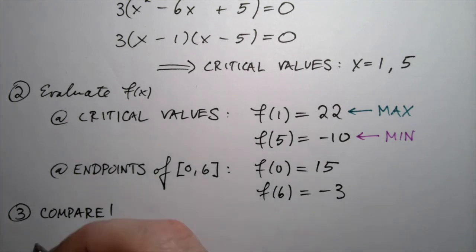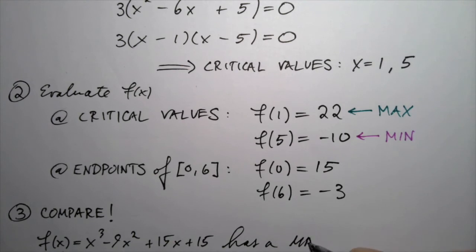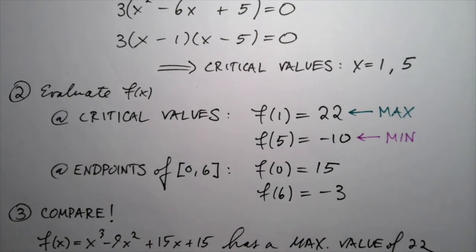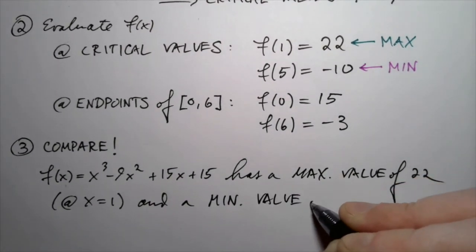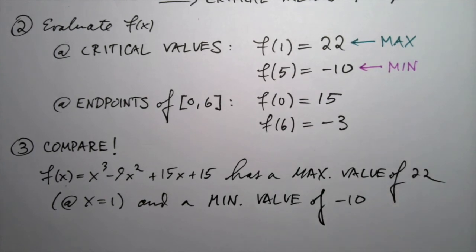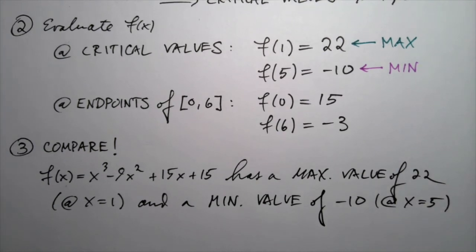So after comparing, we see that this function, which again was x cubed minus 9x squared plus 15x plus 15, has a maximum value of 22, and that's achieved at x equals 1, and a minimum value of -10, and that's achieved at the input x equals 5. Okay, great. So that completely solves the problem of the maximum and minimum outputs of this function.